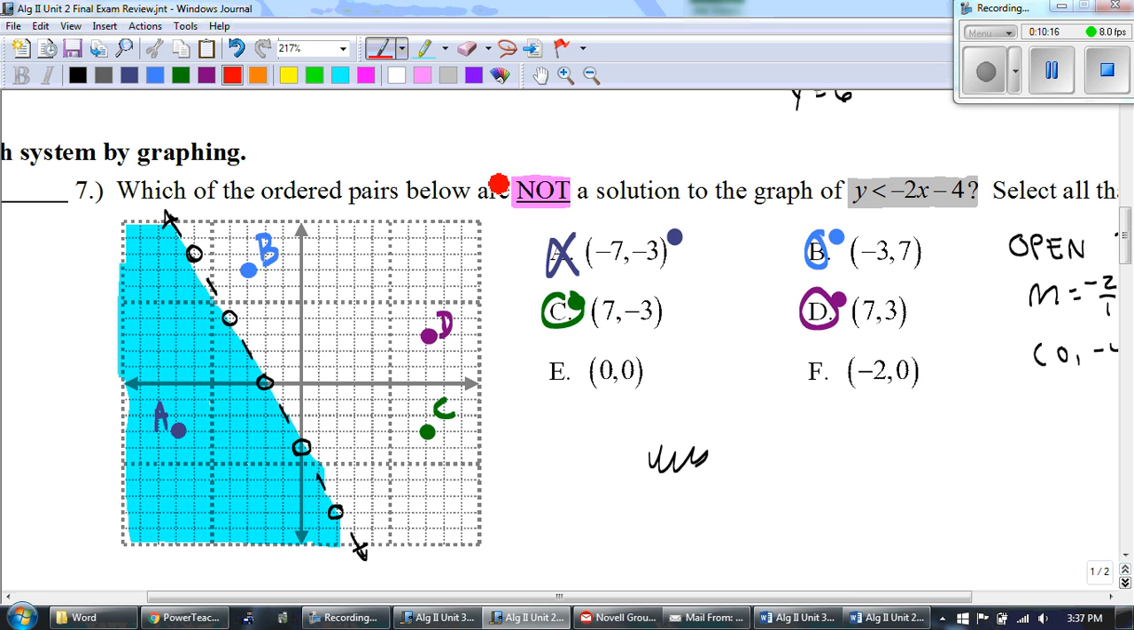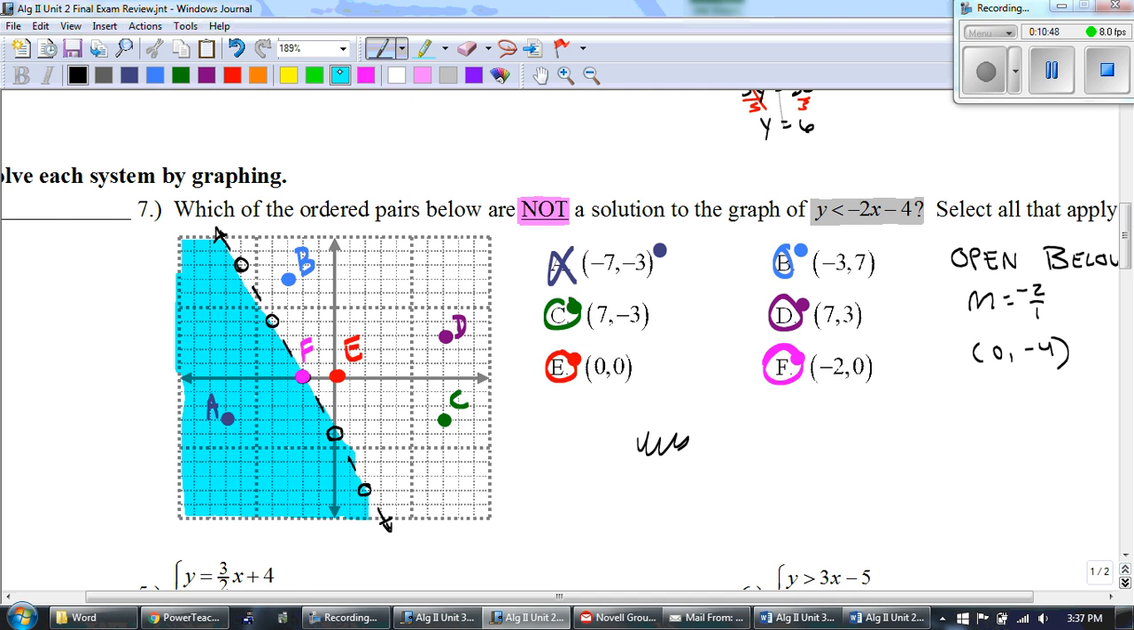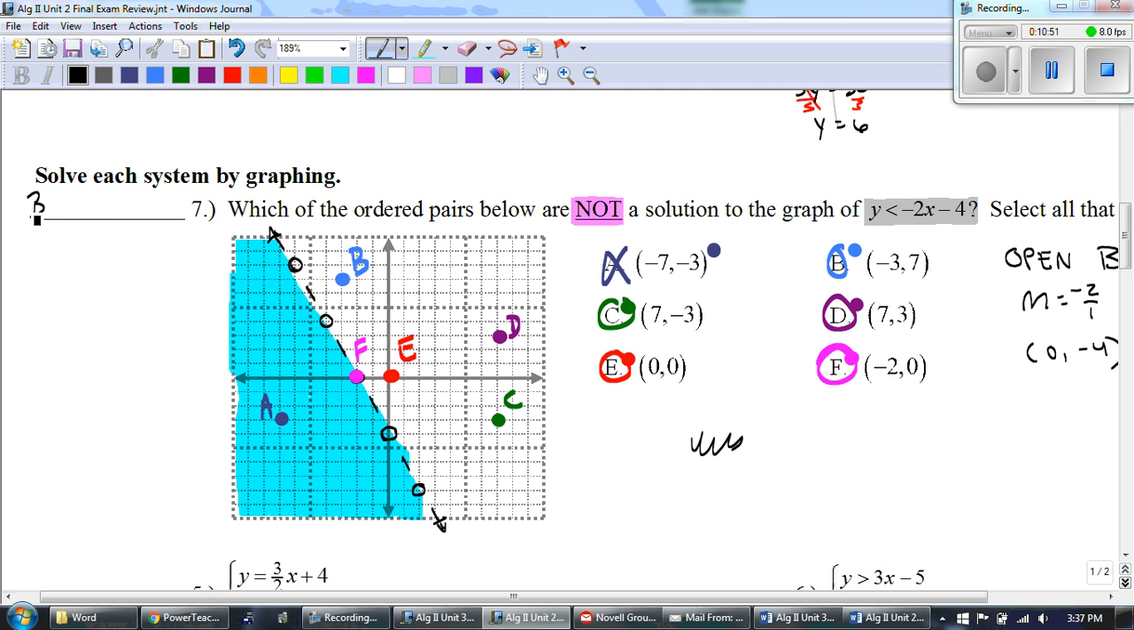What about E? E's at 0, 0. Oh my gosh, look at all these things that are not a solution. And then finally, F is negative 2, 0. That's a tricky one. What do you guys think for F? Well, remember, that's open, so technically that is not a solution. So all the ones that are not a solution, we had a lot: B, C, D, E, and F. Almost everything except for A.